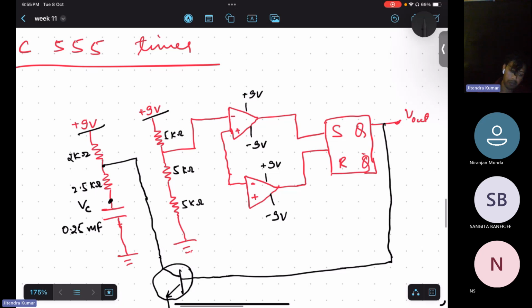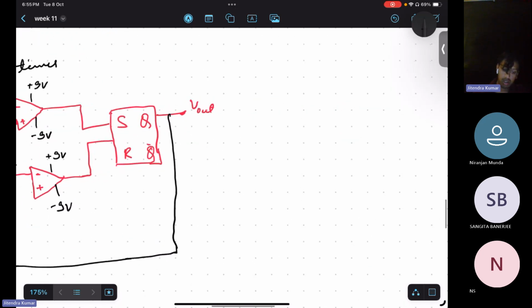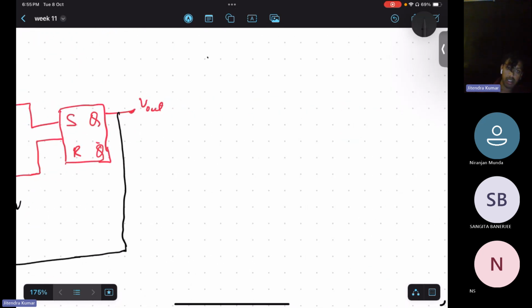We'll see what are A-stable, monostable and bistable. Okay, so what are we required to find out? Let me write. So the first thing is the peak to peak value of VC. Okay, so this is the first part.